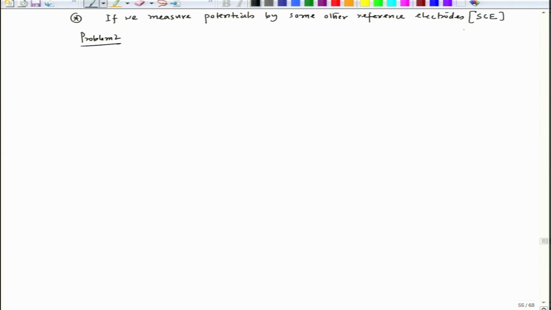This SCE means standard calomel electrode, and the equilibrium potential for SCE we take as 0.241 volt, and this is measured with reference to standard hydrogen electrode. Okay. So, if we measure any potential with reference to this electrode, what will be the situation? So, one problem could be constituted like this.